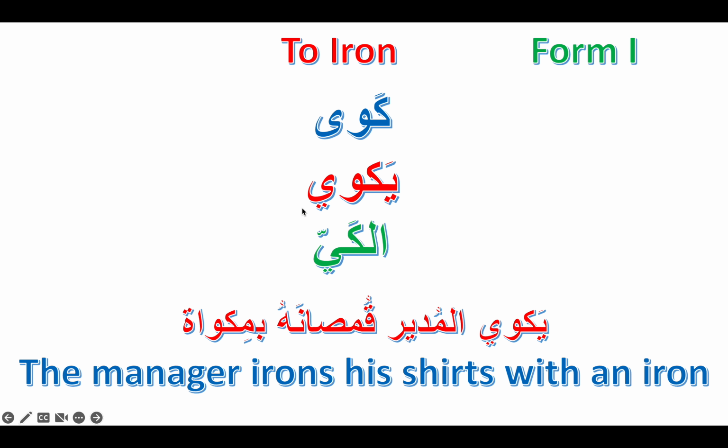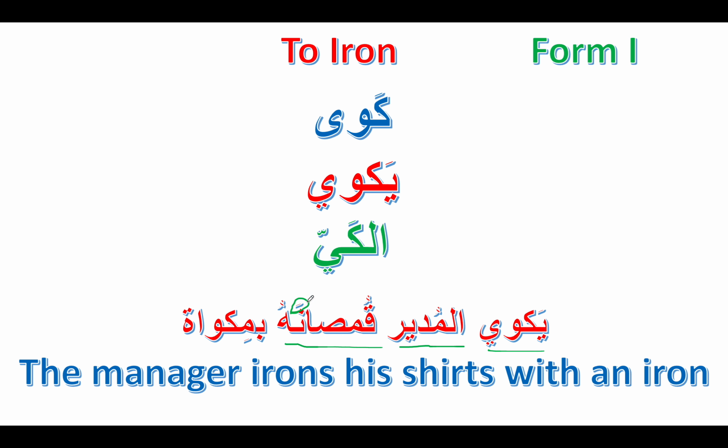So next verb, form 1, to iron. كوى يكوي الكي. يكوي المدير قمصانه بمكواة. The manager irons his shirts with an iron. So يكوي, he irons. المدير, the manager. قمصانه. So this is the plural of shirt. One shirt in Arabic, singular, قميص, plural قمصان. قمصانه.